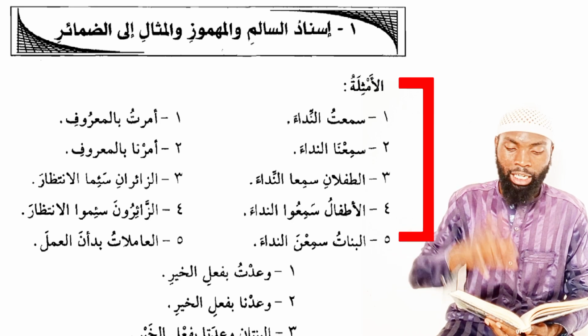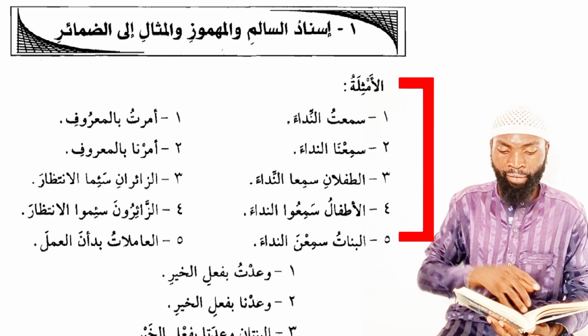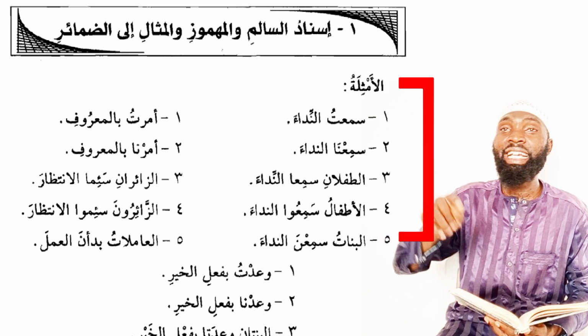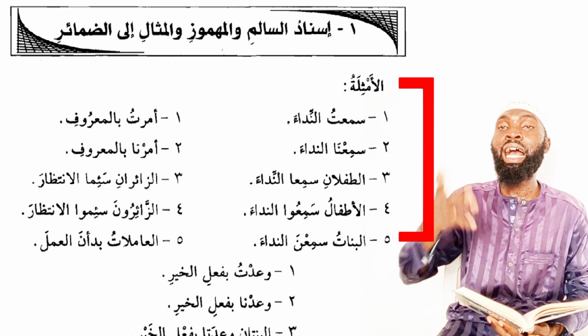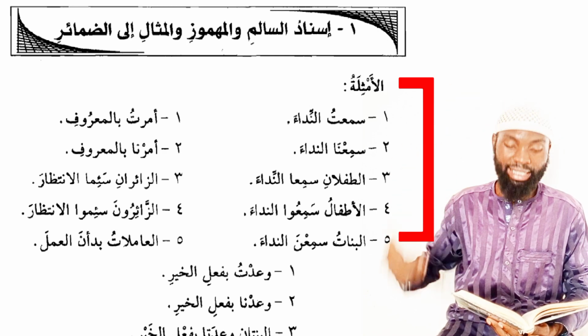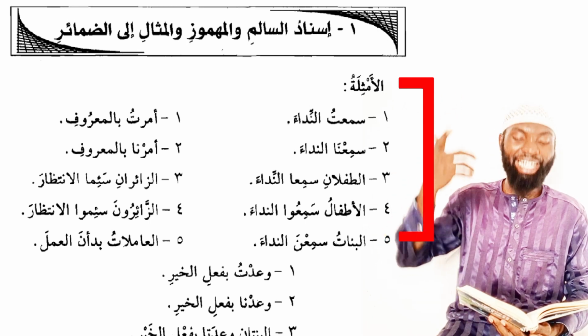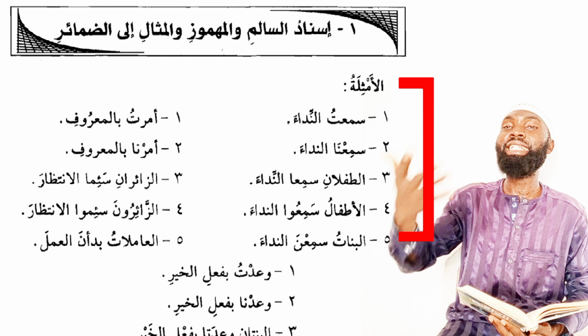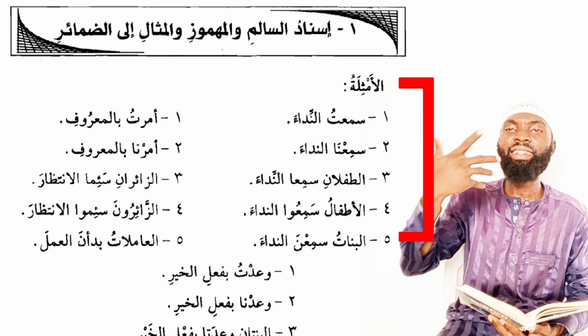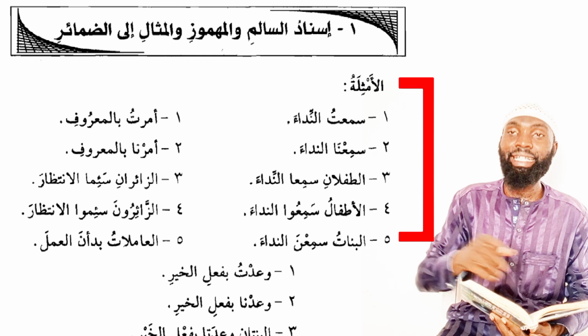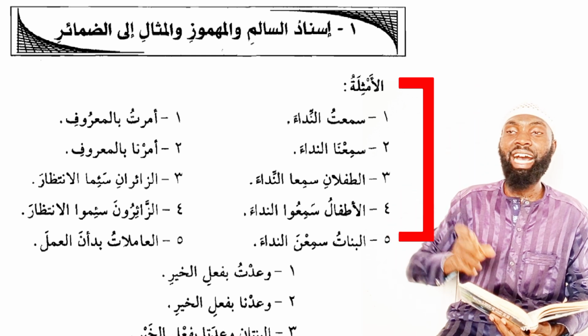Number two, in this first section we have sami'na nida'a, we heard the call. The na there is the 'we'. So you can see how the na is also attached to sami'a. Then we have at-tiflani sami'a nida'a. The two babies heard the call. You can see, the two boys heard the call. As you can see, sami'a, alif has been added to it.